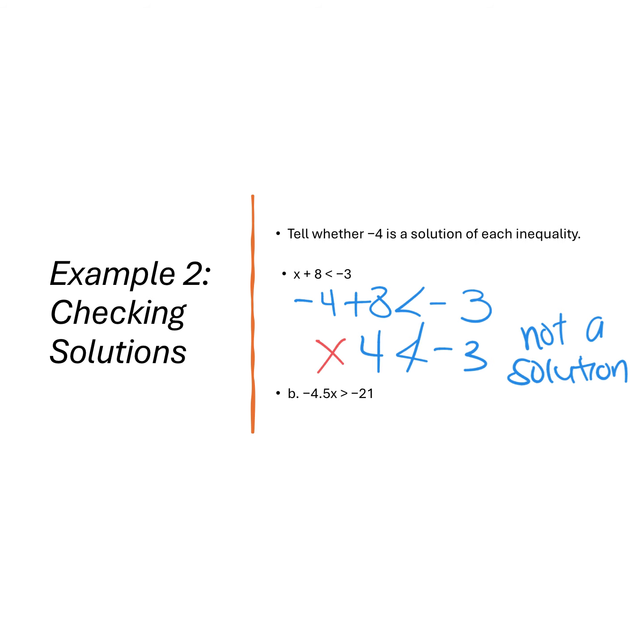On B is telling me to do what? Substitute again, x for -4, correct? So if I plug in, I'm going to have -4.5 times what? -4 is greater than -21. What's -4.5 times -4? Am I going to get a positive? Just by looking at it, am I going to get a positive? So that's the first thing. What's -4.5 times -4?